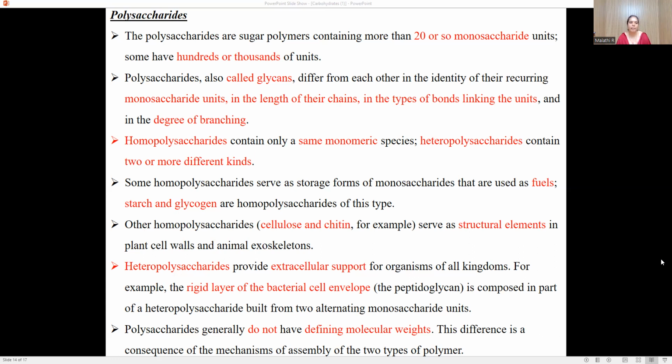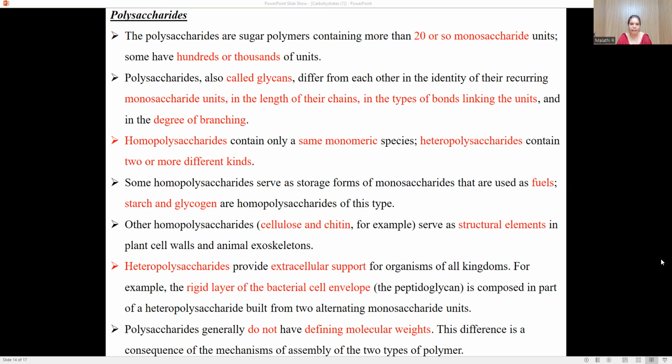This polysaccharide is further classified into homopolysaccharide and heteropolysaccharide. In today's class, we'll see only homopolysaccharides. In the carbohydrate classification, we have monosaccharide, oligosaccharide, and then polysaccharide. Under polysaccharide, we have homopolysaccharides and heteropolysaccharides. In this session, we'll see only the homopolysaccharide. In the next session, we'll see heteropolysaccharide.